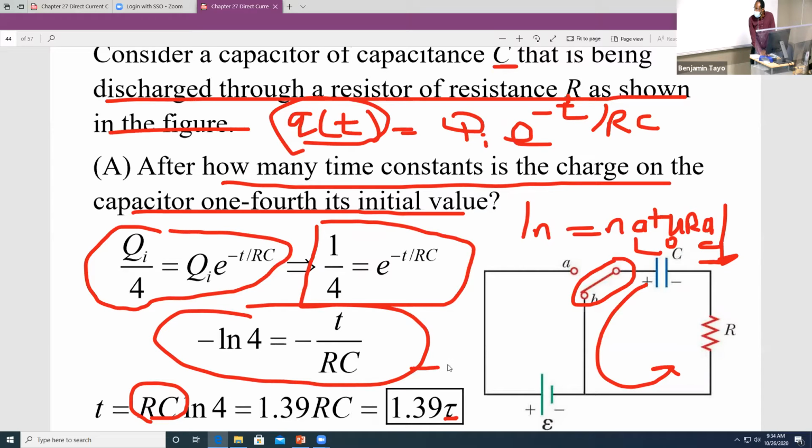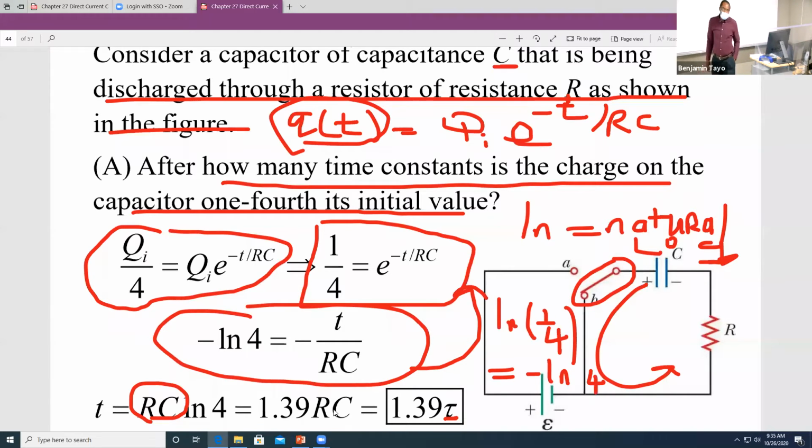I hope you guys see how we got from here to here. Because ln, the natural log of 1/4, is the same as negative the natural log of 4. Does that make sense? You see why that is the case? You've got to do the subtraction, right? ln of 1 minus ln of 4. And ln of 1 is 0.